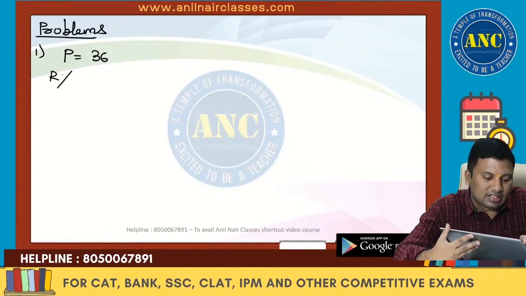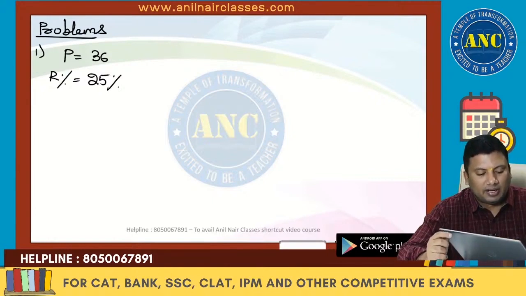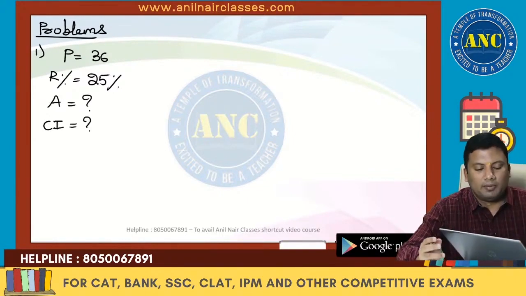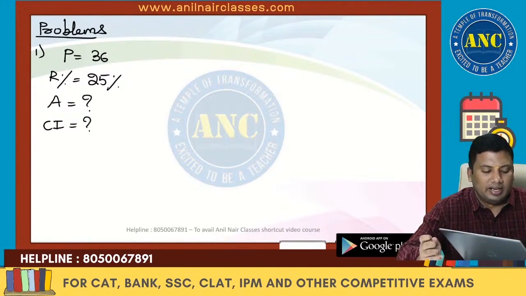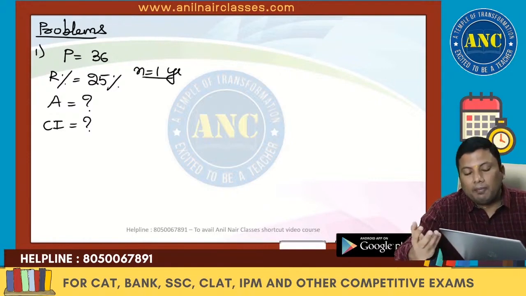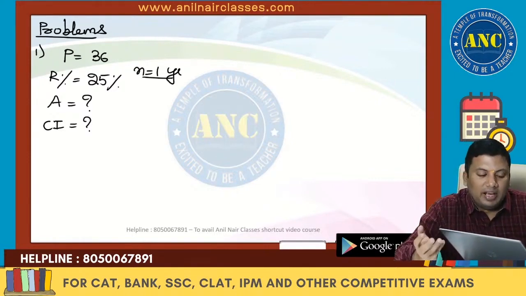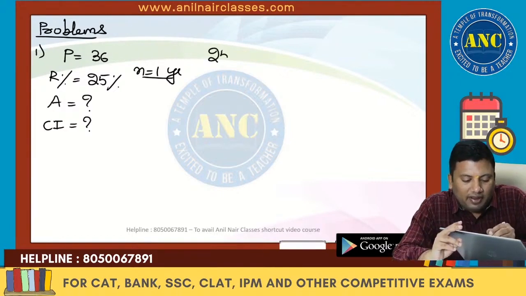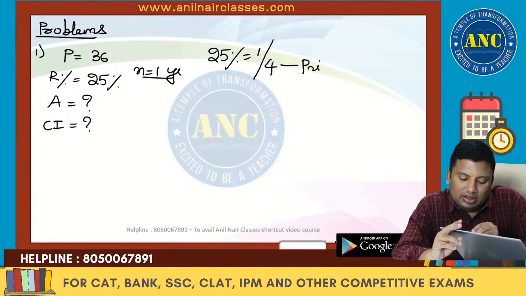Principal is 36. R percentage is 25 percentage. What is the amount and what is the compound interest? It is for n equivalent to 1 year. I went to my friend, I borrowed 36 rupees. He said, please repay the entire amount after 1 year. So rate is 25 percentage, amount and CI. 25 percentage is nothing but 1 by 4. Denominator is nothing but the principal.